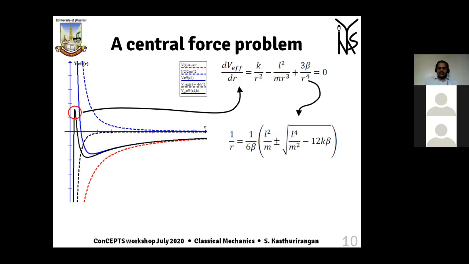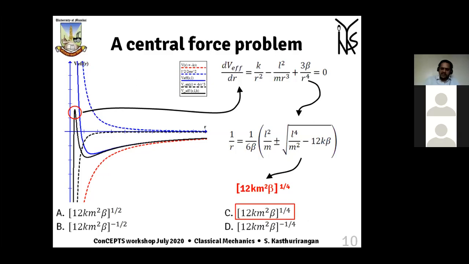And second thing is, if there has to be a unique value of r, then your discriminant term, that is the square root term, has to be 0. If you put the square root term equal to 0, you end up with the condition that the angular momentum at that particular point has to be 12 times k m square beta to the power 1 by 4. If you look at the 4 options, this is nothing but option C.